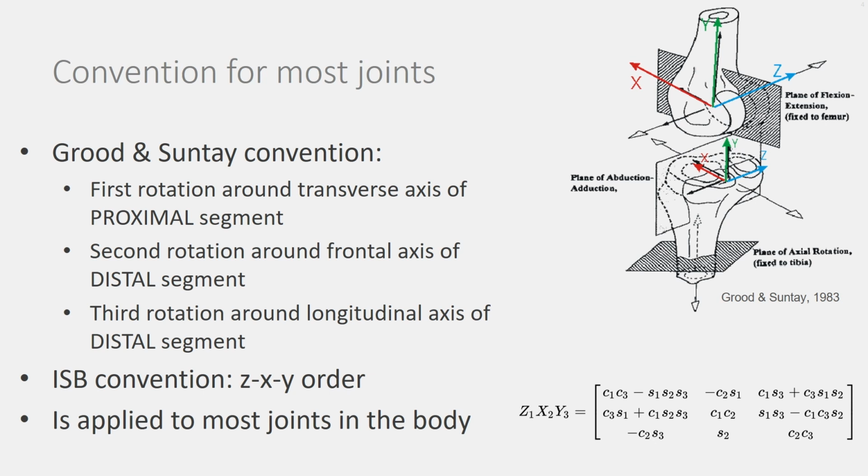The convention is as follows. The first rotation is around the transverse axis of the proximal coordinate system. The second is around the frontal axis of the distal segment. And the third rotation is around the longitudinal axis of the distal segment. In the ISB convention and with our standard axis directions, the Cardan and Euler decomposition would be equal to z, x, y order, which have a sine-cosine structure as indicated on the bottom right. This convention is applied to most joints of the human body, but not to the shoulder.